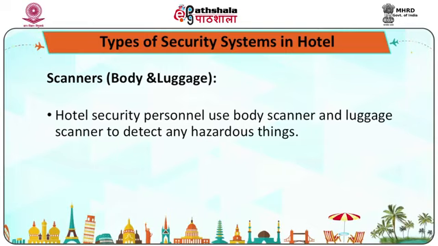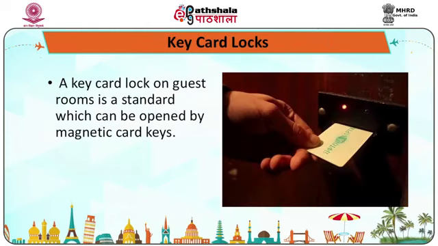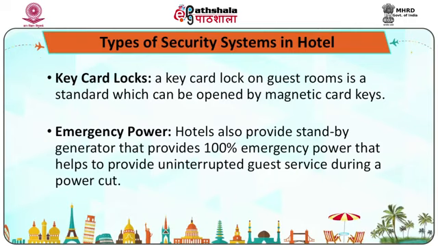Scanners, body and luggage. Hotel security personnel use body scanners and luggage scanners to detect any hazardous things. Metal detectors. Security staff also use metal detectors to detect any kind of metal if it is carried by the guest. Earthquake detector. Hotels also install automatic alarms and earthquake detectors in hotel premises to spread awareness about earthquakes. Key card locks. A key card lock on a guest room is a standard which can be opened by magnetic card keys. Emergency power. Hotels also provide standby generators that provide 100% emergency power that helps to provide uninterrupted guest service during a power cut.